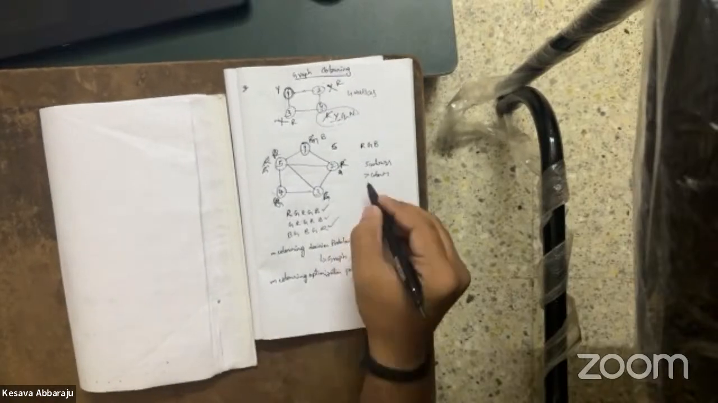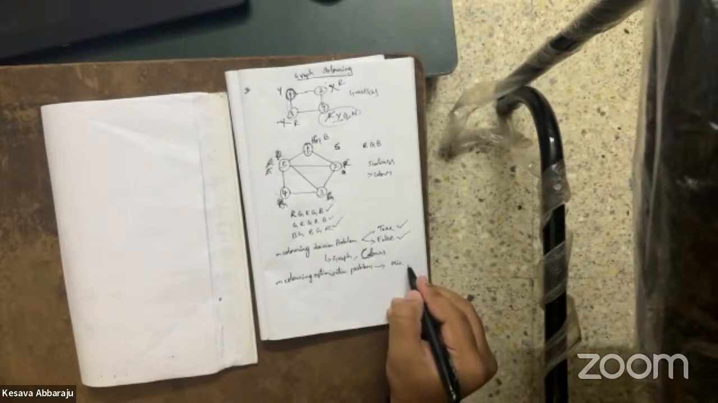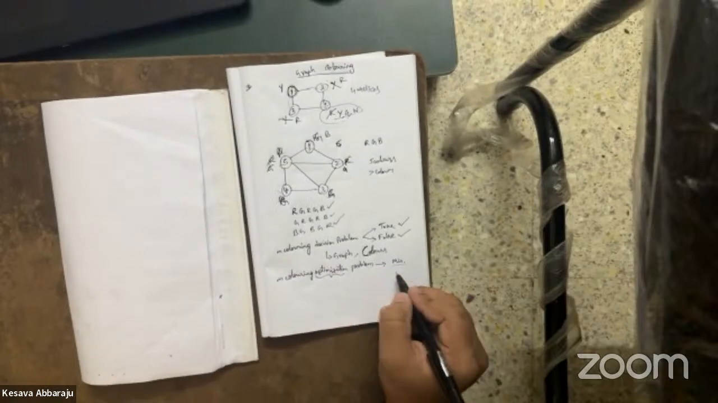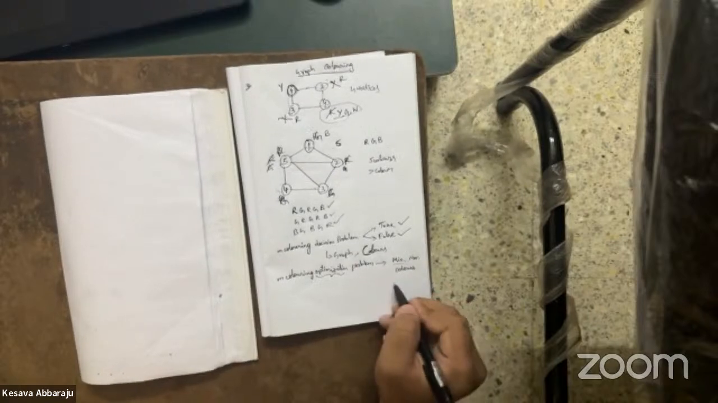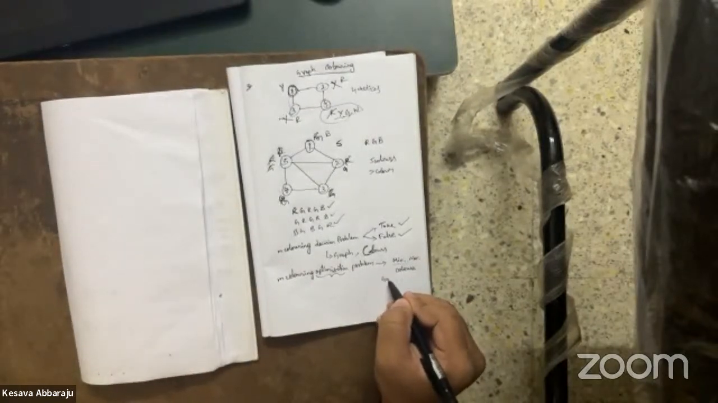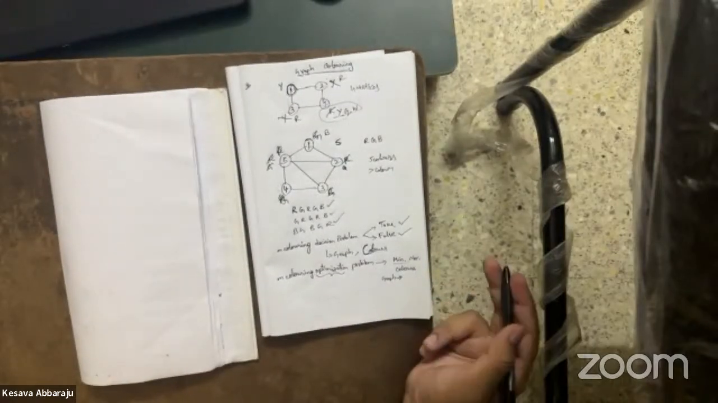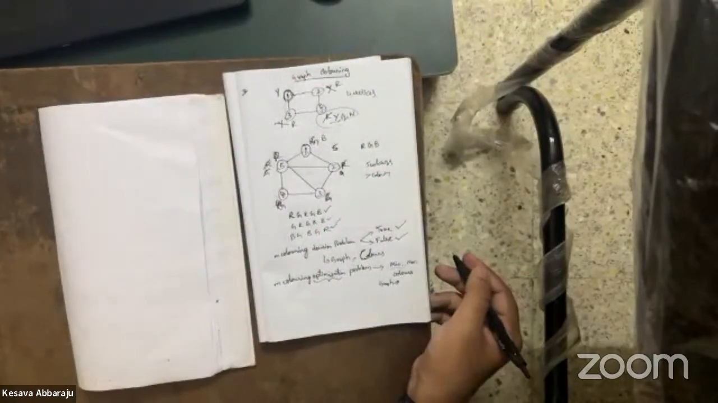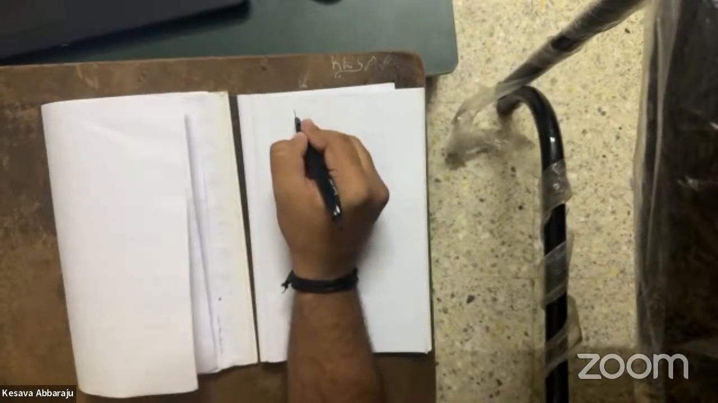So that's not the case here. This will give the minimum number of colors required. Wherever it is minimum, this is the optimization problem. Minimum number of colors required for the given graph to make graph coloring in such a way that no 2 adjacent vertices have the same color. Now let's take a simple example.